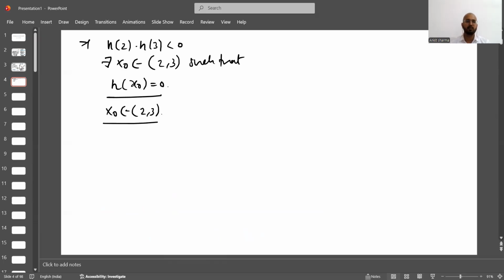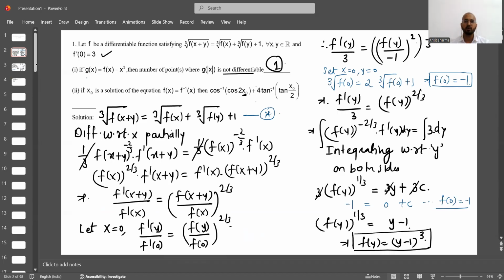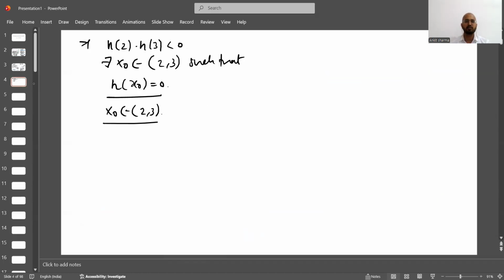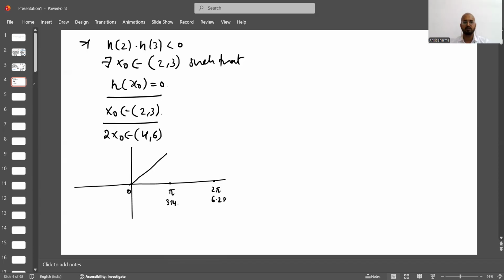So we now have to find cos inverse of cos 2x naught. Since x naught belongs to (2, 3), 2x naught will belong to (4, 6). That means I need to find the nature of cos inverse of cos. If we draw the graph of cos inverse of cos, this is 0, and then pi, 2 pi. So 4 to 6 will lie here, because 2 pi is 6.28 and pi is 3.14. So my graph for cos inverse of cos would go this way.